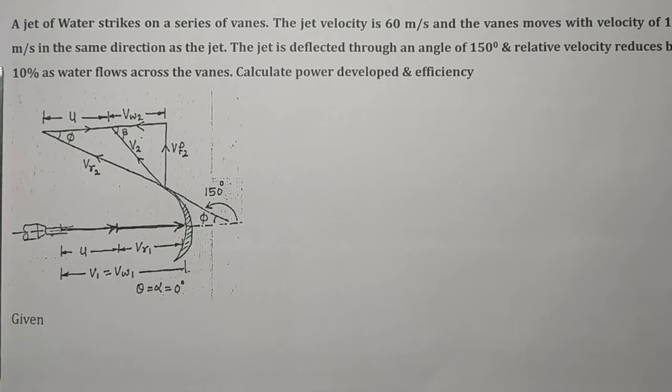The jet velocity is 60 meter per second and the wind moves with velocity 14 meter per second in the same direction as the jet. The jet is deflected through an angle of 150 degree. The relative velocity reduces by 10% as water flows across the vane. Calculate the power developed and the efficiency.